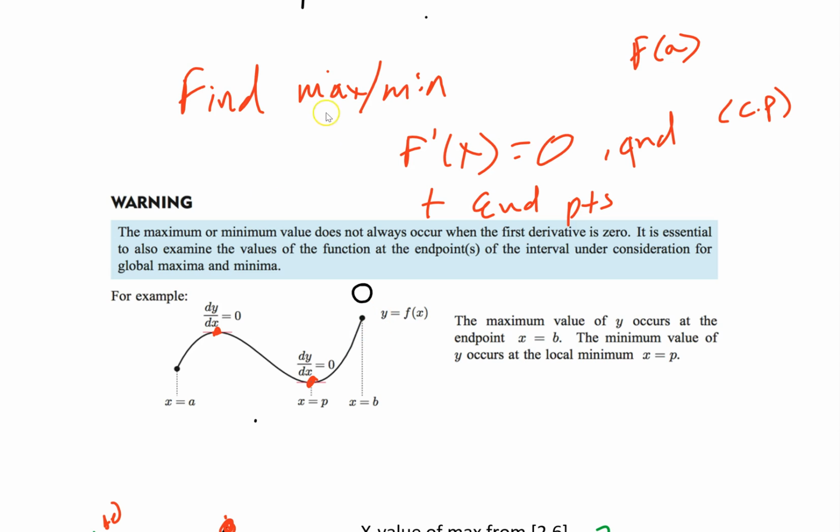So the general idea is, when you want to find the max or min, take the derivative, set it equal to 0, and find your critical points like we've always been doing since the beginning. And then this time we also have to check our endpoints. That's a big new thing: check your endpoints.